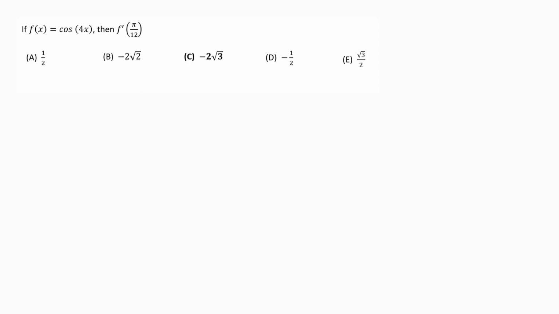This problem's giving us a starting equation. f of x equals the cosine of 4x, the original function, and it is asking us to find the derivative at a specific point. So what we'll need to do here is find the derivative of our original equation, and then plug in the x value they give us and calculate out our answer.